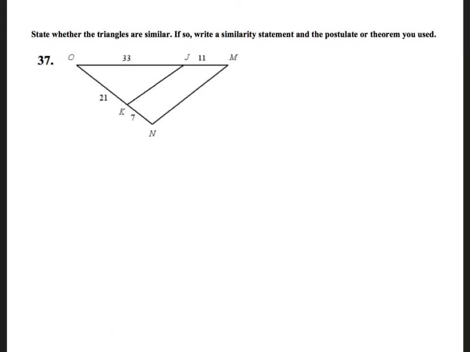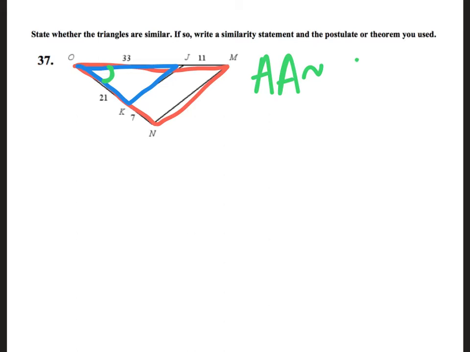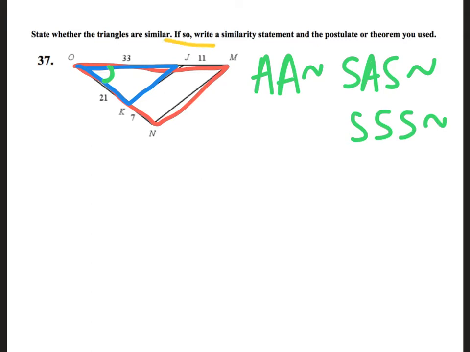37, state whether the triangles are similar. If so, write a similarity statement. All right, for this one, we are looking at our large triangle here, and then this little small one. Notice they both share this angle right here. Again, our options are going to be angle-angle similarity, side angle side, or side side side. Right off the bat, I notice we only have side lengths on this side, and on this one, there's nothing down here or right here. So it can't be side side side.